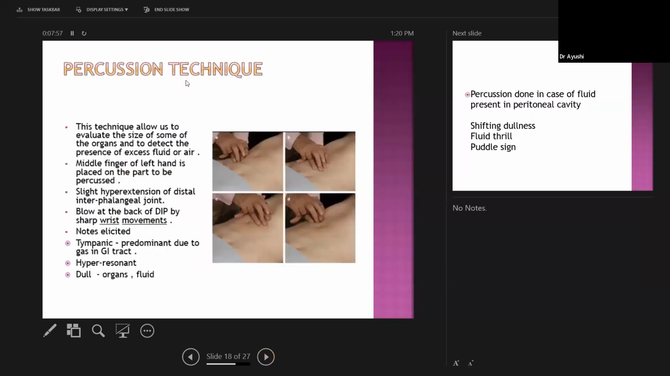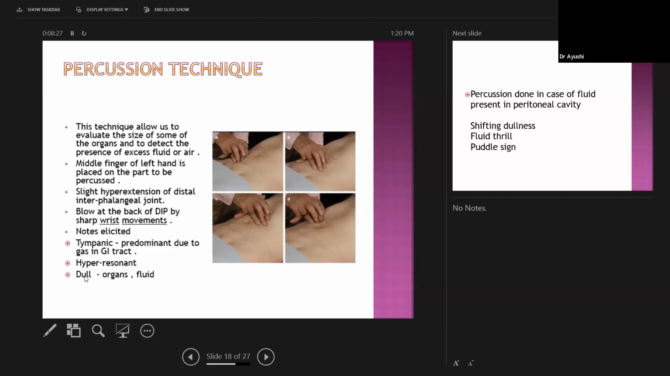Now, the third technique is percussion. This technique allows us to evaluate the size of some of the organs and to detect the presence of excess fluid or air. The middle finger of the left hand should be placed on the part to be percussed, and with slight extension of the distal interphalangeal joint, strike the back of the DIP sharply, and there should be wrist movement. We can elicit three things: the tympanic sound, the hyperresonant sound, and the dull sound.